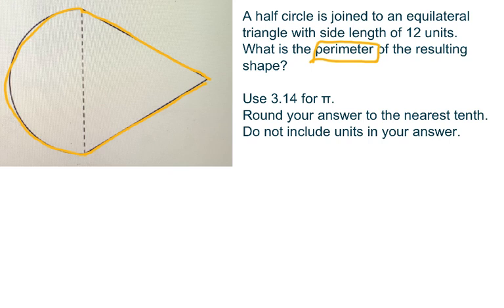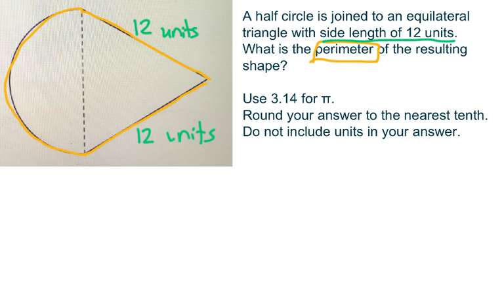I can start to label some parts of this. It says the side lengths of the triangle are 12 units. So this one is 12 units, and this one is 12 units also. So now I have some information about the problem, and that's good.